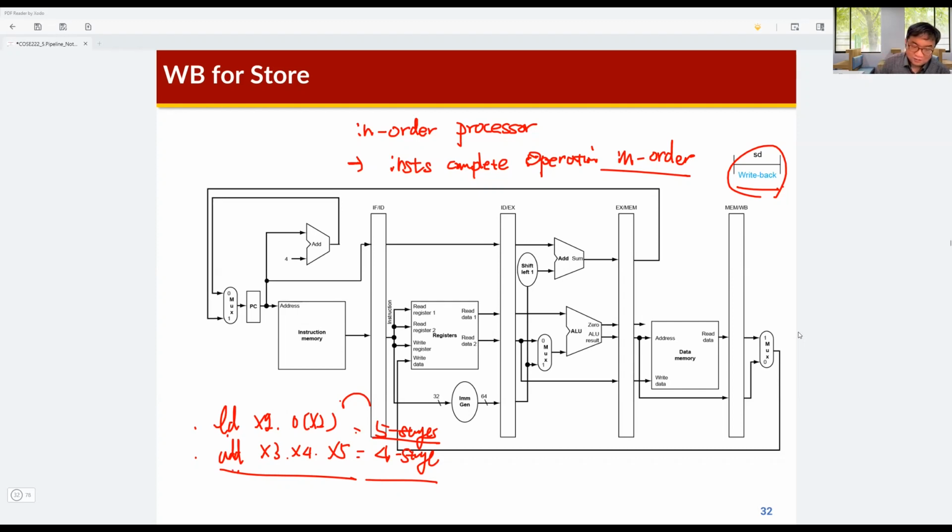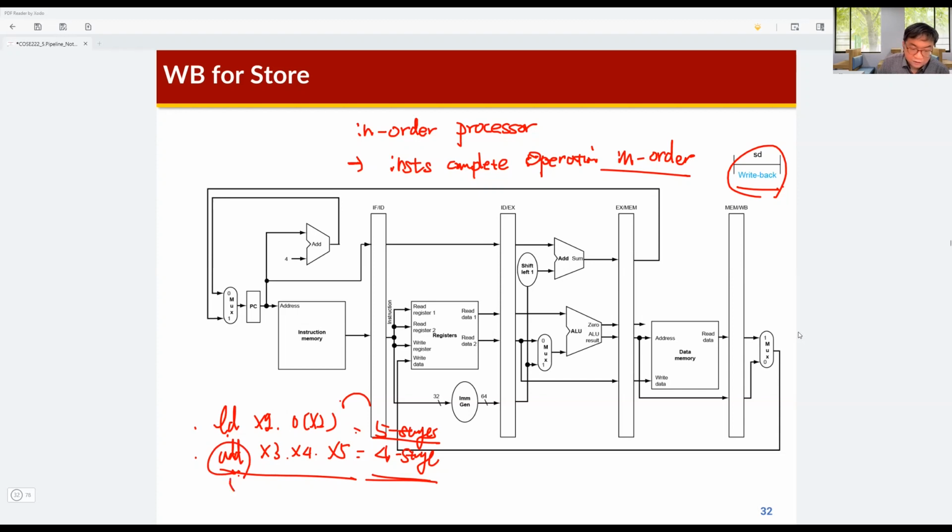Because the add instruction is the very next instruction of the load instruction, but it requires 4 stages. So that means that it will consume only 4 cycles. The load instruction will consume 5 cycles. So what's the problem?